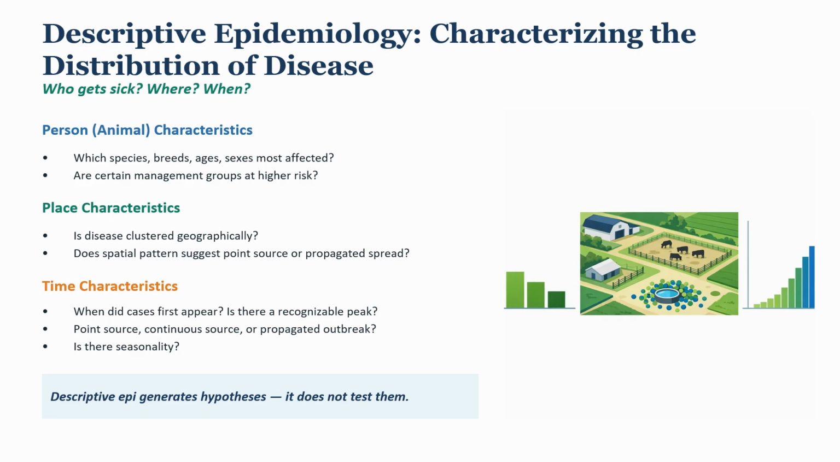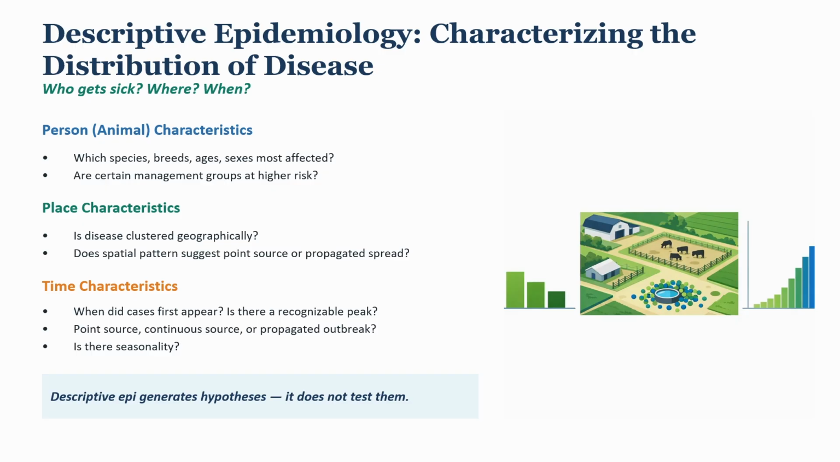The place dimension reveals spatial patterns. Is disease distributed uniformly across the operation, or is it clustered in specific locations? Spatial clustering around a specific source, a water trough, a feed delivery point, a shared airspace, strongly suggests environmental exposure. Uniform distribution suggests systemic or management level exposure.